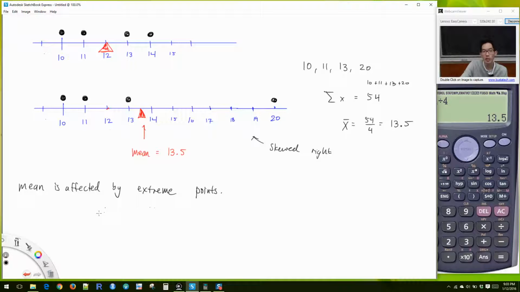And this is why the book says for skewed data, we might prefer to use the median, which is not affected by extreme points. We'll talk about the median in a little bit. So the mean is affected by extreme points. For skewed data, the mean may not be preferable.